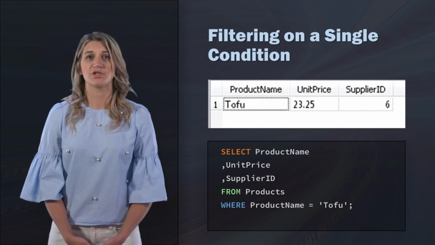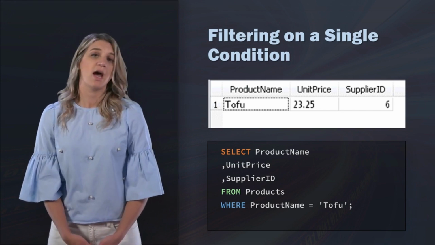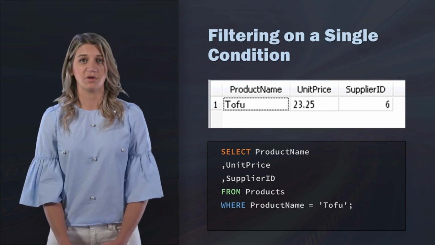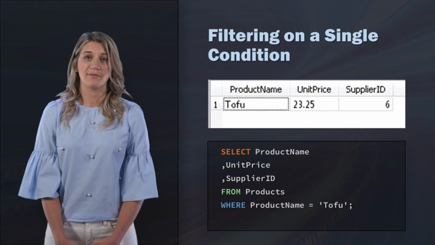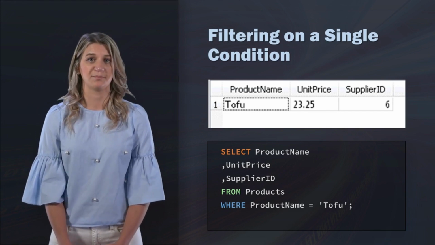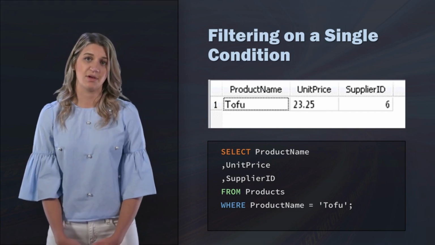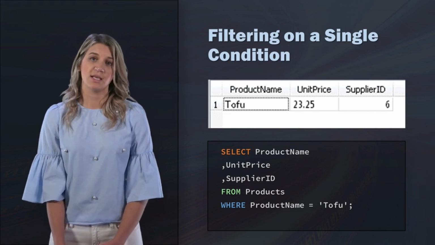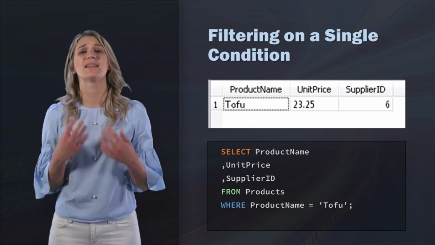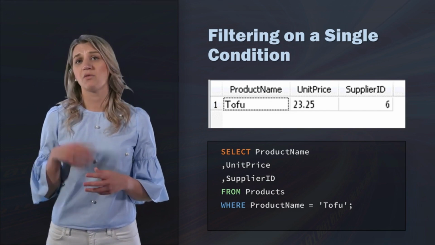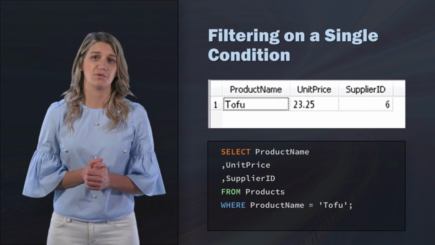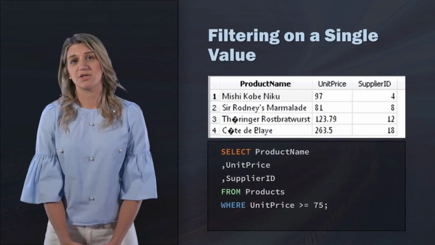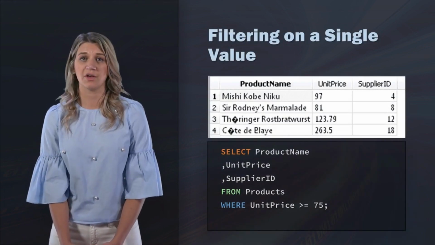So we're going to put the string in single quotes. As you can see, the result is a single line where the product name is tofu, and then we also have the unit price and supplier ID. In this example, if we had multiple records named tofu, we would see more rows. But we happen to have just one record named tofu, so we only see one row.